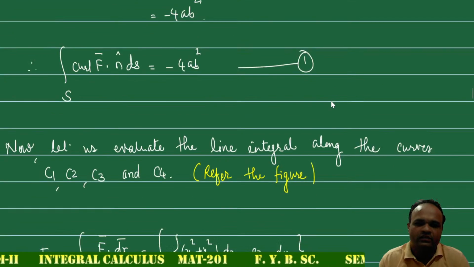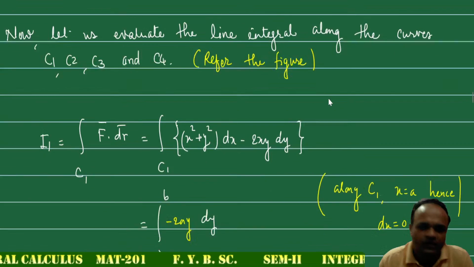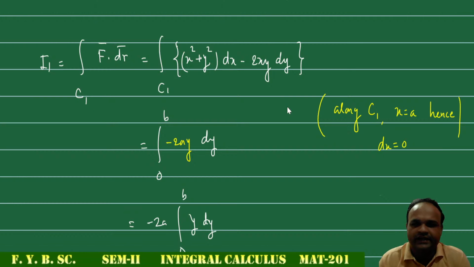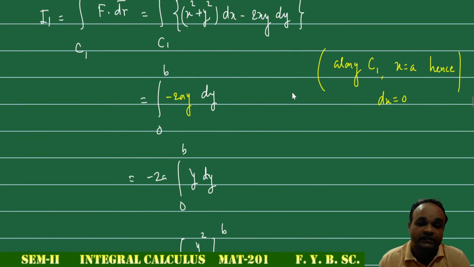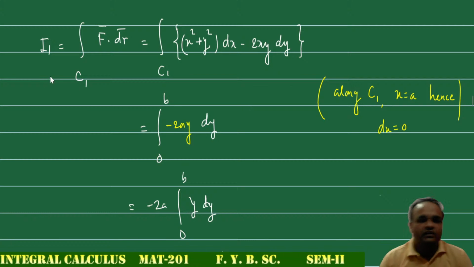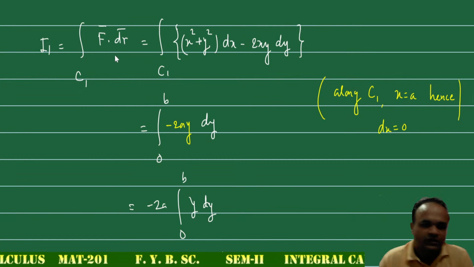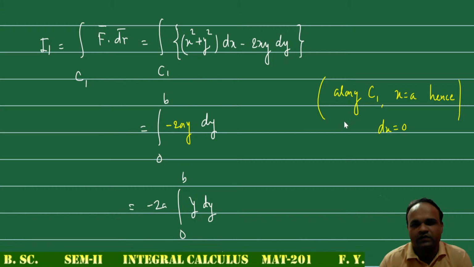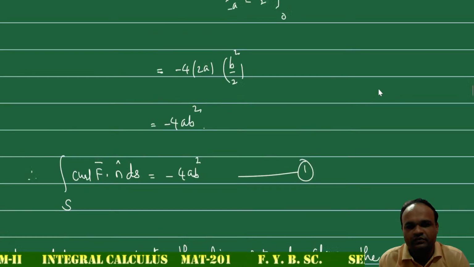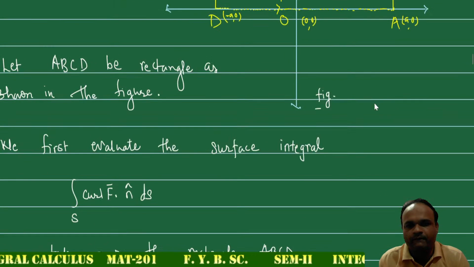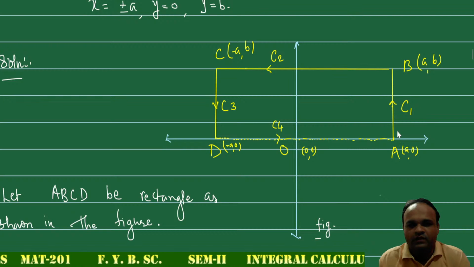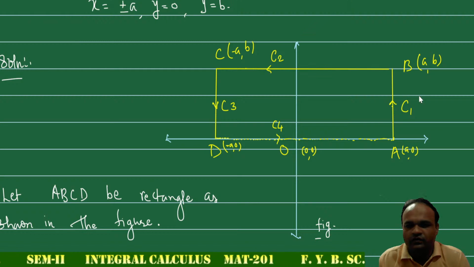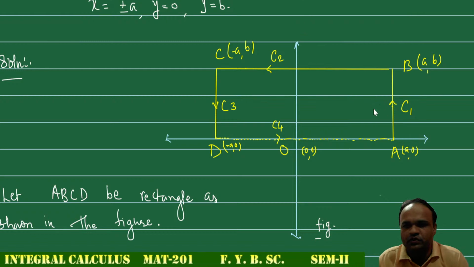So we are taking curves C1, C2, C3, and C4. I1 is the line integral over C1, I2 is the line integral over C2, and likewise I3 and I4. First we will find the line integral I1, the line integral over the first curve C1. Along C1 you can check x is equal to a, which means x is constant, and therefore dx will be 0, and y varies from 0 to b.